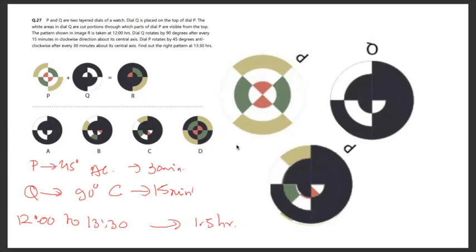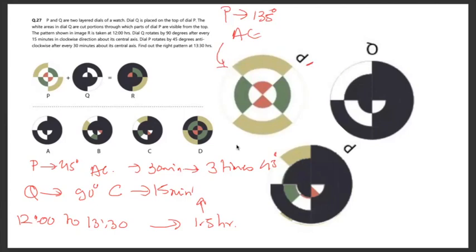In that 1.5 hours, if I translate P and Q, how many times would each have rotated? P would have rotated 3 times. 3 times 45 degrees, anti-clockwise, which means that the rotation of P would be 135 degrees anti-clockwise, which is how this position will look. This is the rotated version of P.